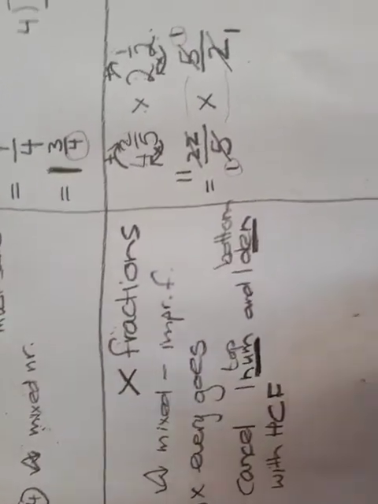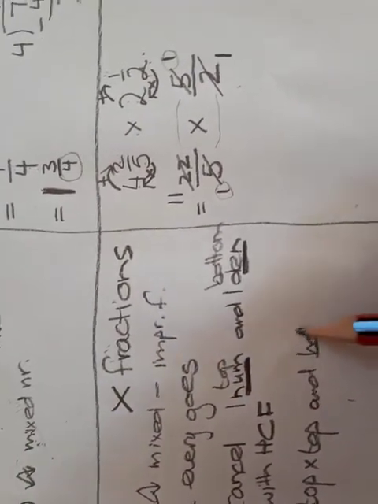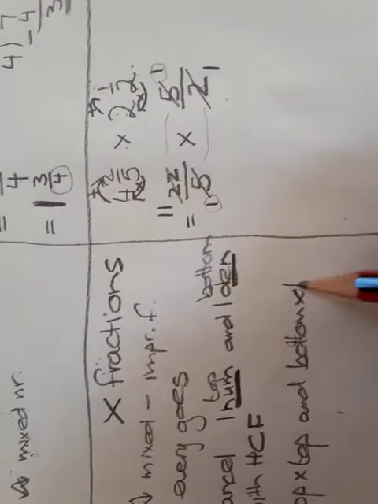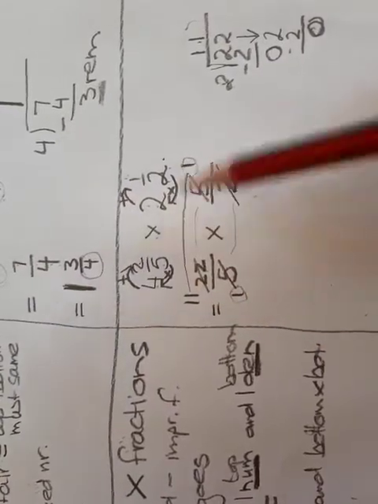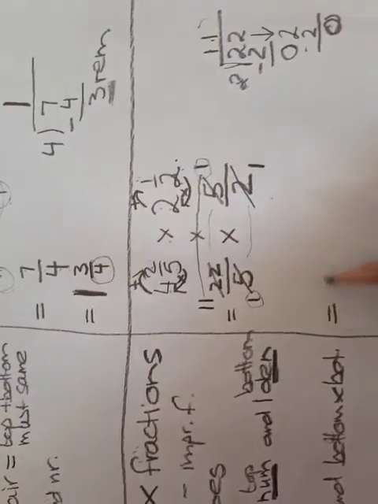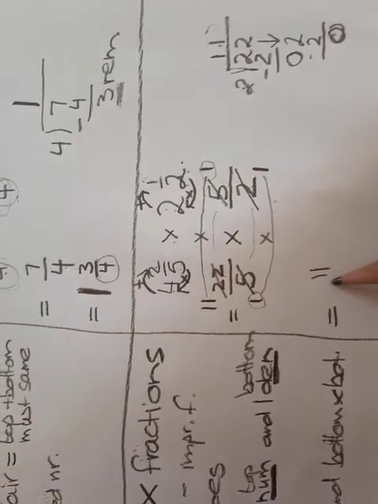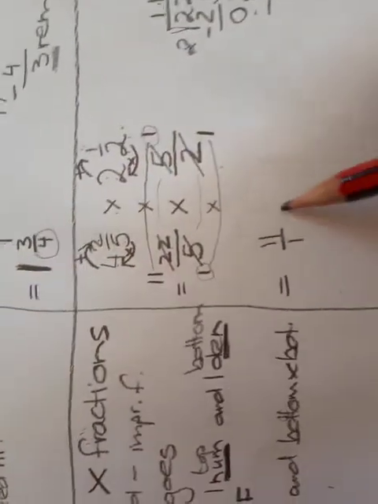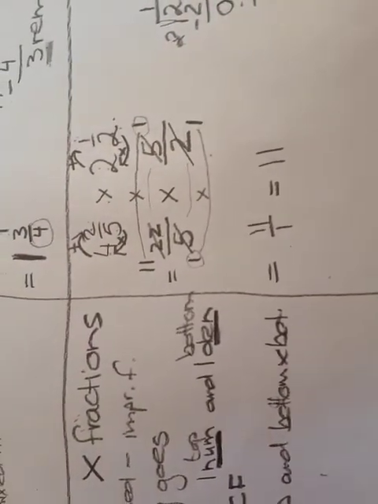Okay, then the easiest of all with multiplication is top times top and bottom times bottom. Okay, which means you now multiply 1 times 11 or 11 times 1, which equals 11, and then 1 times 1, which is 1. Okay, and that we can just simply write as a whole number, which is 11.